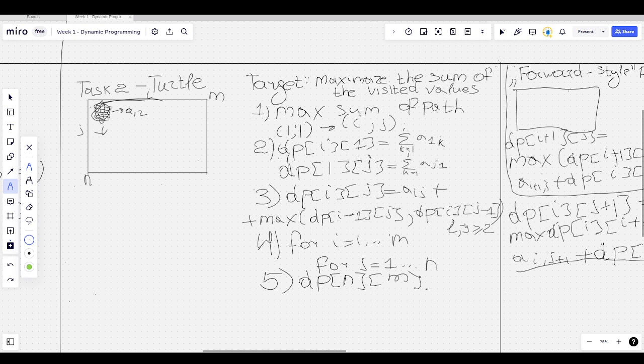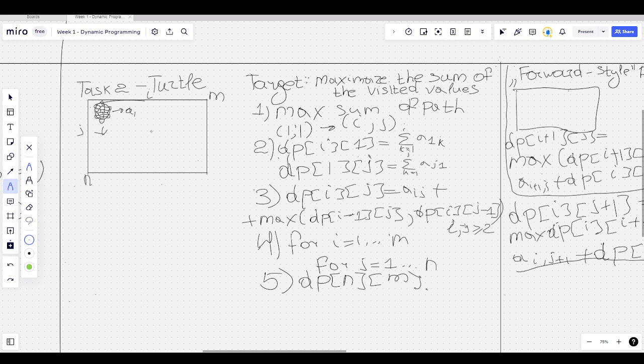Answers on this row will be obvious, and answers on this column will be obvious, because the turtle can move only right or down, and cannot move up or left. It will be just a sum. The next step is the recalculation formula.